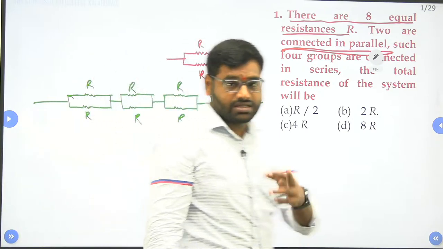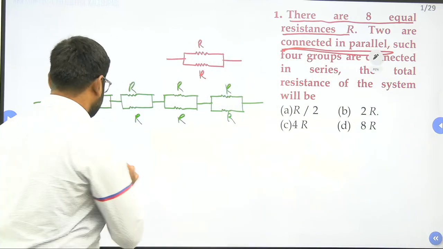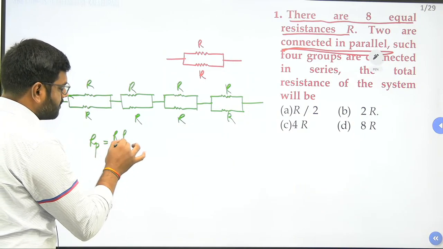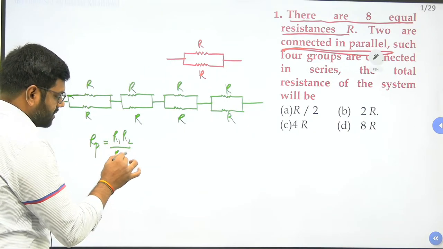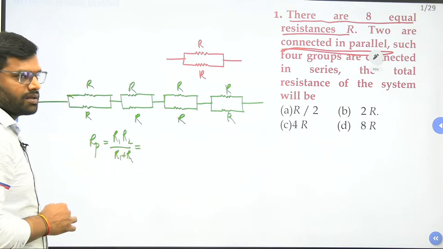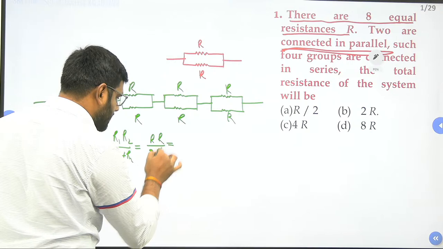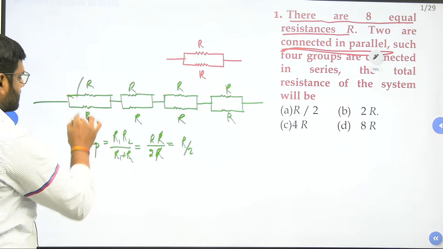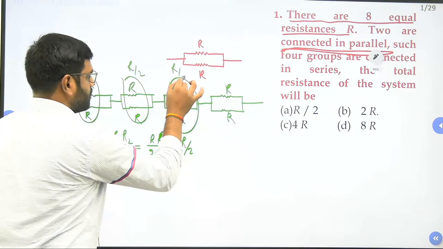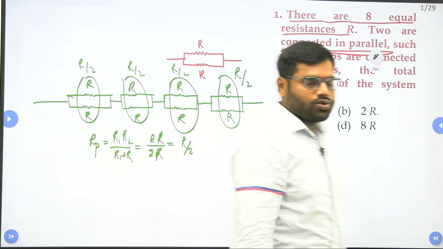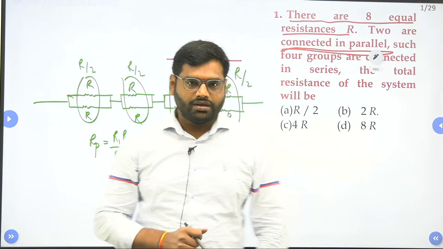Remember, if 2 resistances are connected in parallel, then we use the parallel combination formula. RP is equal to R1 R2 divided by R1 plus R2. So here we get R into R divided by R plus R, which is 2R. R cancels, and we get R by 2. This effective is R by 2, and this effective is R by 2, and this effective is R by 2. Remember, when 2 identical resistors are connected in parallel, the effective will be half of the individual resistance.